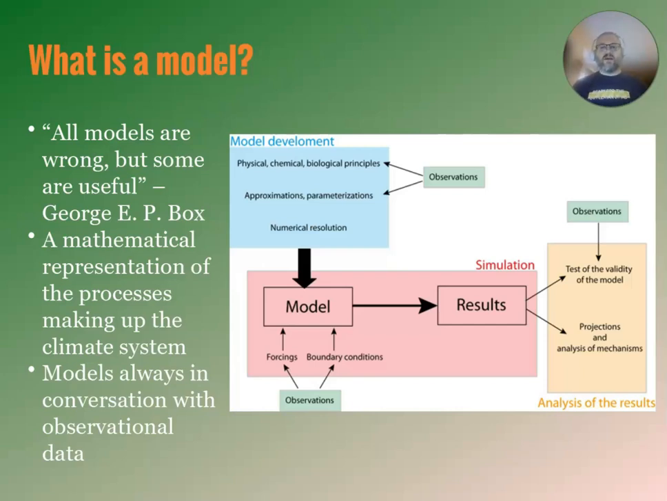So we have a mathematical representation of the system, and then we can do things with that mathematical representation. We can test out ideas. We can make predictions. We can examine the interactions of different parts of the climate system by seeing how they're going to affect each other within the model. And a model is always in conversation with observational data. So all of the data that we were talking about in the last lesson, all the facts that we have observed about our Earth, feed into our model.